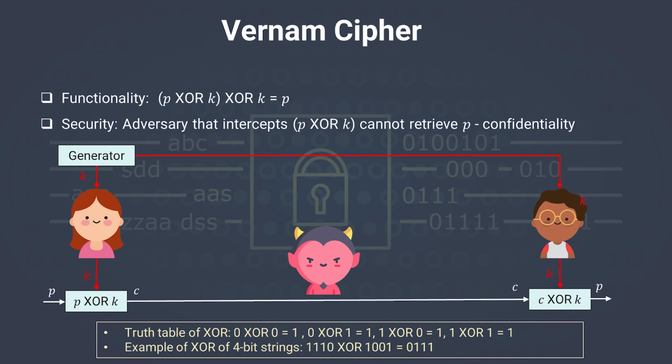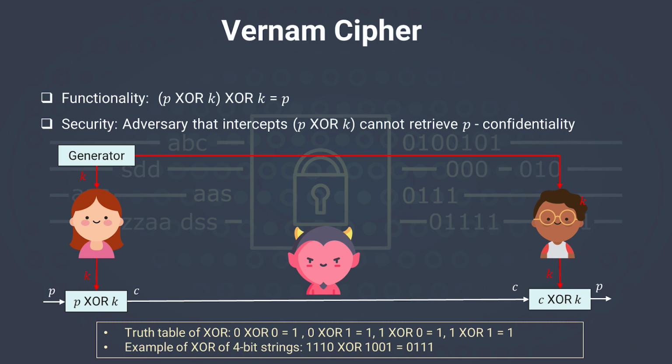The functionality aspect is guaranteed by the following property of the XOR operation. When we XOR with the same value twice, it is cancelled. So when Bob XORs with K, he obtains the original plaintext P. The security comes from the fact that an adversary that does not know the value K and intercepts P XOR K is unable to compute P.